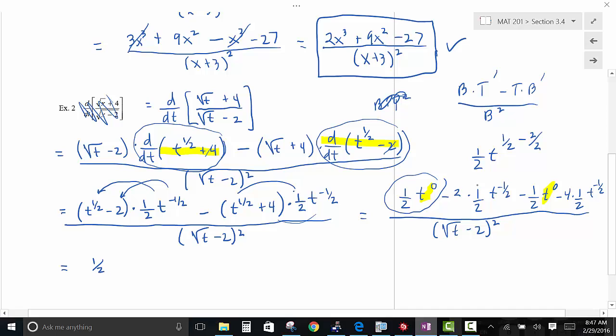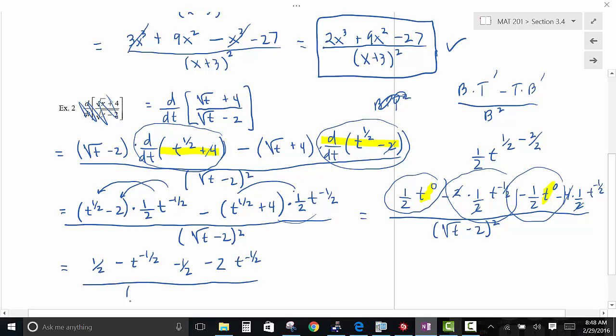Okay? If you look at this piece right here, the 2's are going to cross out, so you're going to get minus t to the negative 1/2. Okay? This piece right here, again, that's going to be minus 1/2. Again, t to the 0 is 1, so that's going to be a half times 1. Then this part over here, 4 over 2 is 2, so that's going to be minus 2 t to the negative 1/2. And then again, it's all over the bottom squared. So square root of t minus 2, second power. Guys, that look okay?